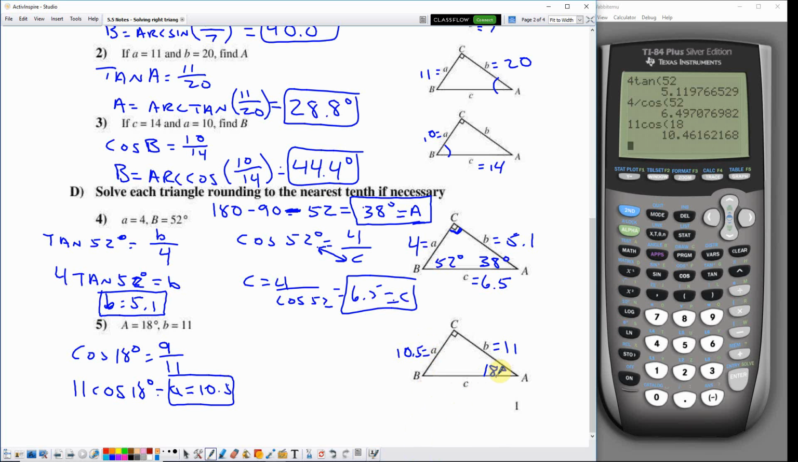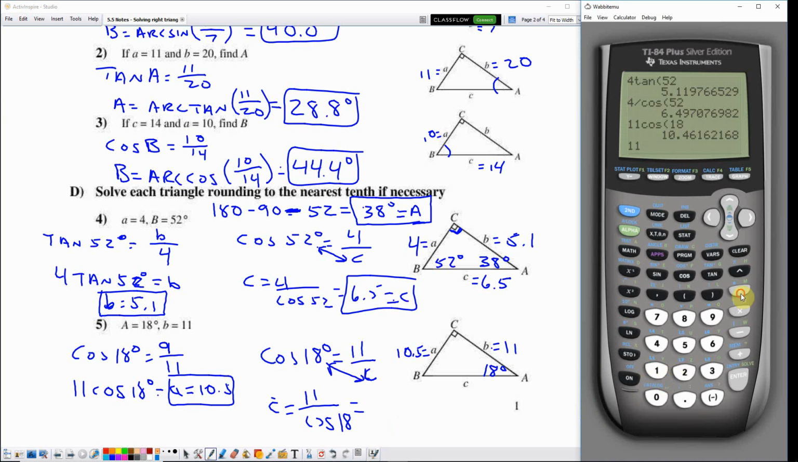Okay, now C, I don't want to use this rounded number, I want to use the exact number, so I'm going to use cosine, adjacent over hypotenuse. So cosine 18 equals the adjacent 11 over the hypotenuse C. And anytime I've got my variable in the denominator, I want to switch these and divide. So C equals 11 over cosine 18. 11 divided by cosine 18 equals 11.6.